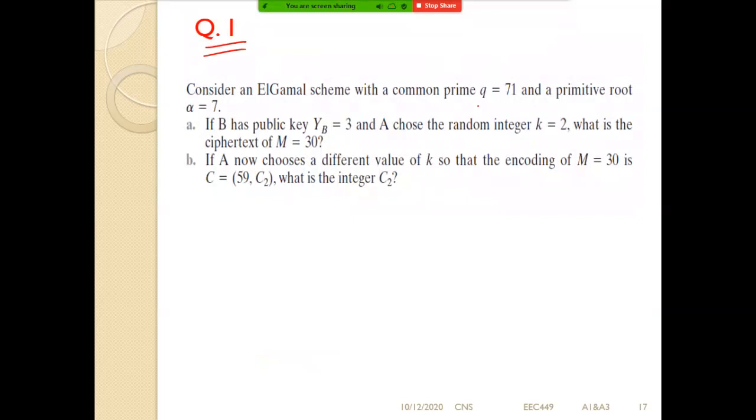So here Q is 71, alpha is 7. If B has public key YB equal to 3 and A chooses the random integer k which is equal to 2. Now what is happening here? Now A is sending a message to B. So B should generate this public key. So if B has public key YB 3 and A is choosing some random integer small k, what is the ciphertext of M?